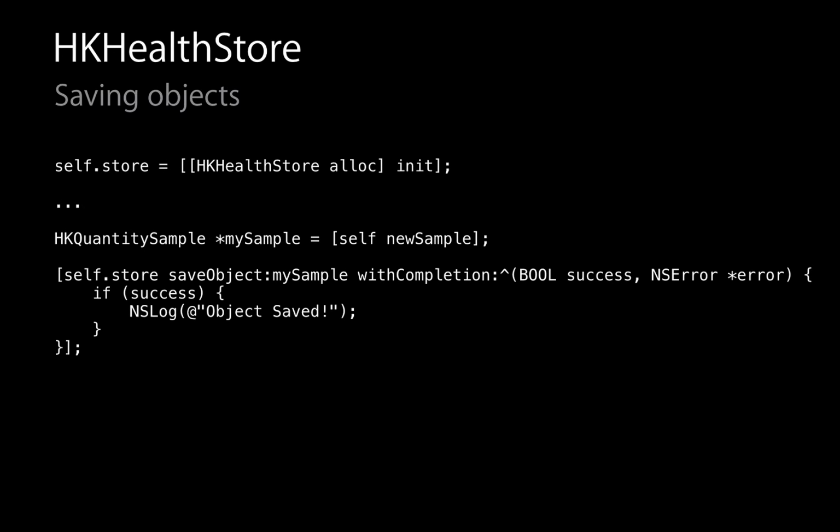Here's an example of us saving some data to HealthKit. First, we create our health store. Next, we create a quantity sample. We can then pass our sample to our health store using saveObject withCompletion. And voila, we have officially saved data in HealthKit. So saving data is great, but it's not really any fun unless we can ask for it back, right? HealthKit gives you lots of ways to ask for data.